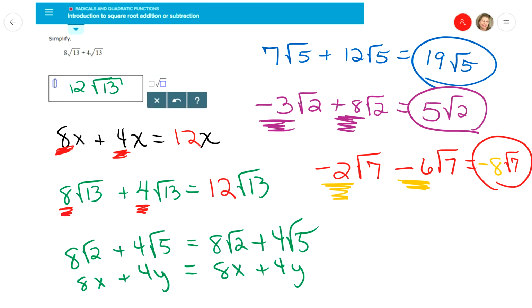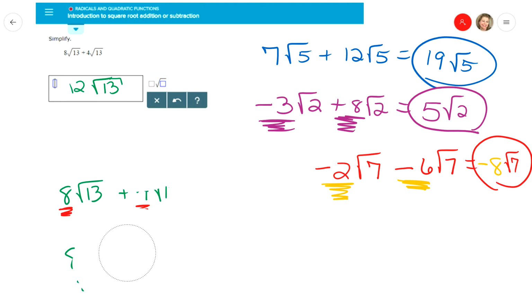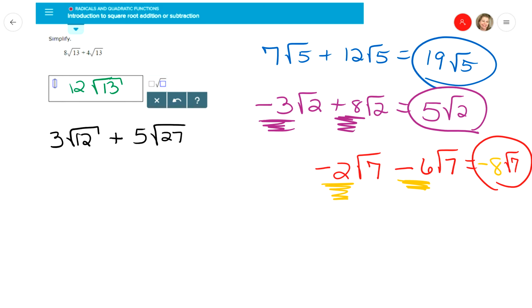It is possible, however, that they give you two radicals that at first glance are not the same, but you can make them the same. So let's say I gave you 3 square roots of, hang on, I'm going to pause it a second. Okay, so I had to think of one real quick. Let's say they said add 3 square roots of 12 plus 5 square roots of 27. I cannot add square roots of 12s to square roots of 27s.